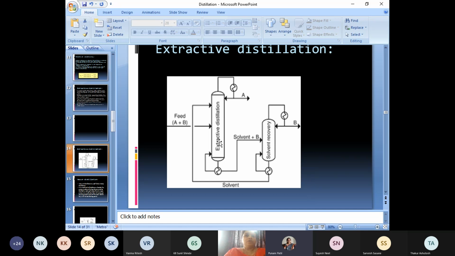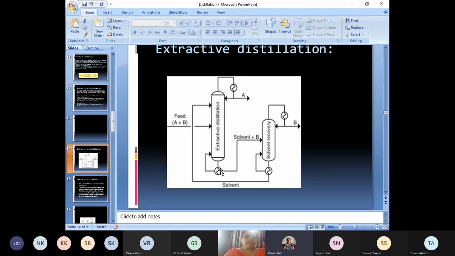Suppose the solvent mixes with the B component. Then B, mixed with the solvent, becomes less volatile, and because of that you will get B plus solvent in the bottom product, whereas A becomes the more volatile component and you will get it as the top product. So at the top you get component A, and at the bottom you get solvent plus B.